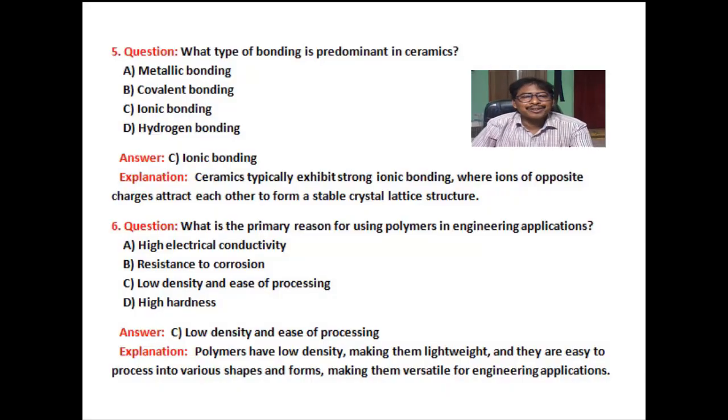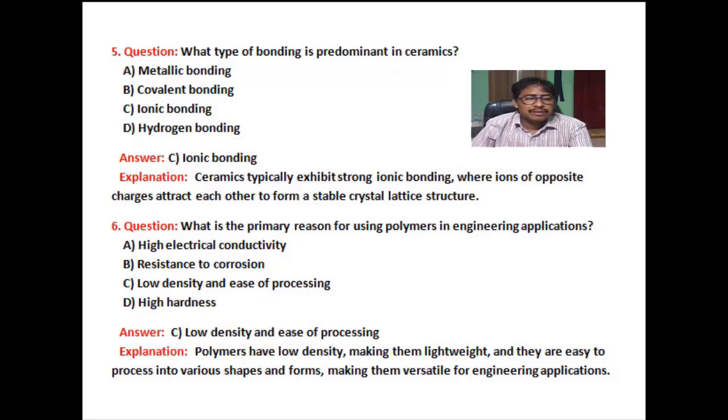Question 5: What type of bonding is predominant in ceramics? A. Metallic bonding. B. Covalent bonding. C. Ionic bonding. D. Hydrogen bonding. Answer: C. Ionic bonding. Explanation: Ceramics typically exhibit strong ionic bonding, where ions of opposite charges attract each other to form a stable crystal lattice structure.